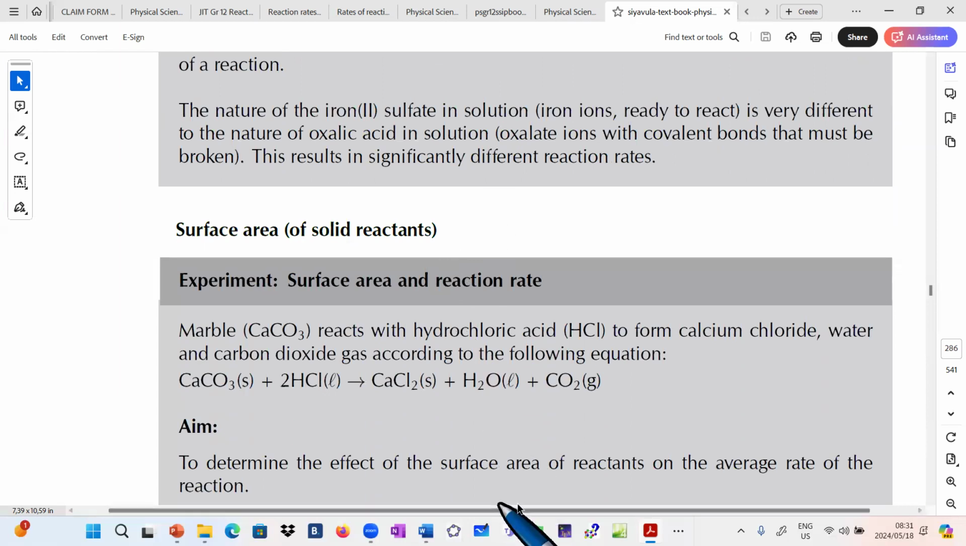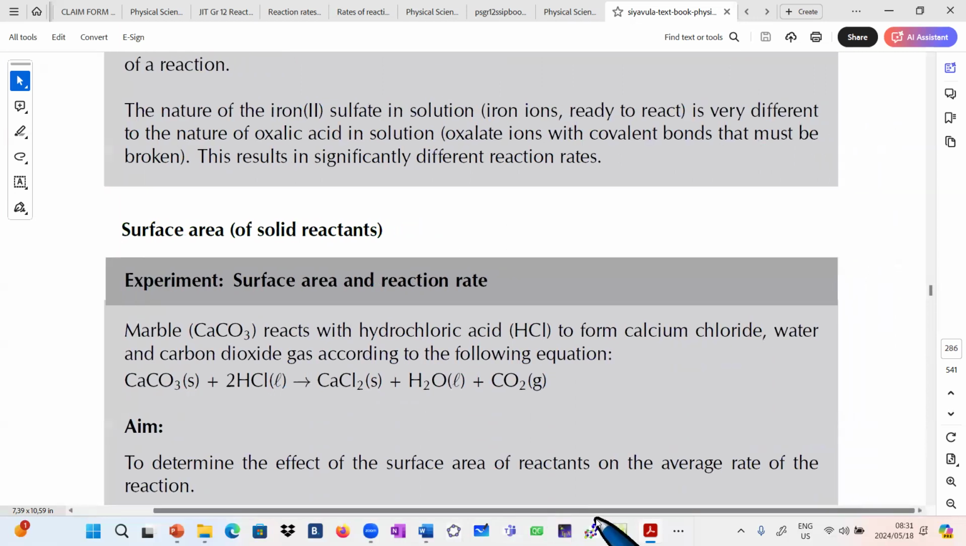But you want to discuss the theoretical aspect of it, and also the notion of surface area. The surface area of solid reactants. The surface area obviously applies mostly to solids, because that is when we are able to increase or reduce the surface area. In an experiment on solid reactants, surface area and reaction rate are given attention.